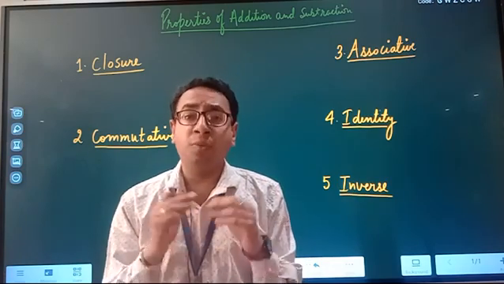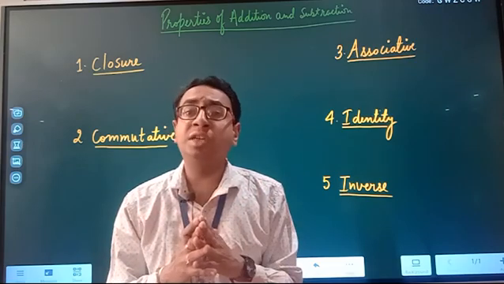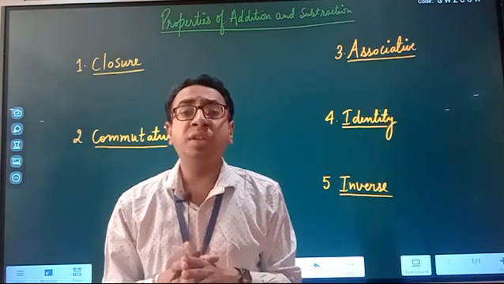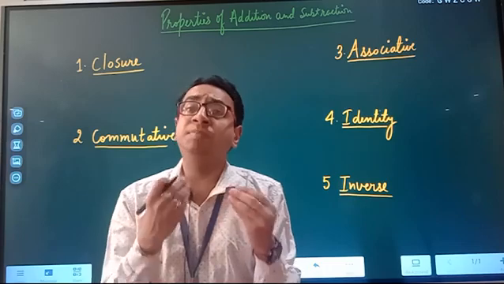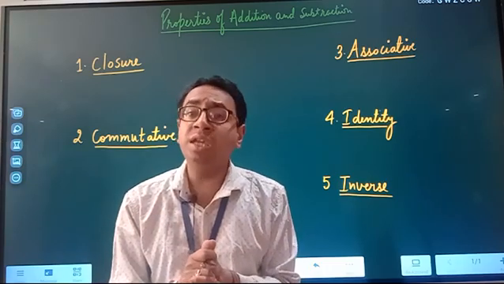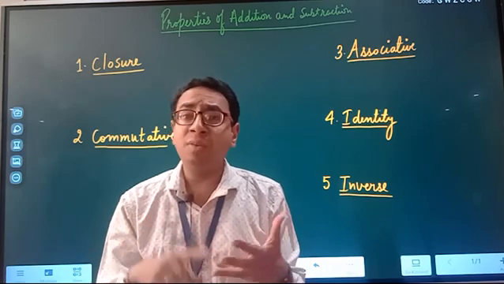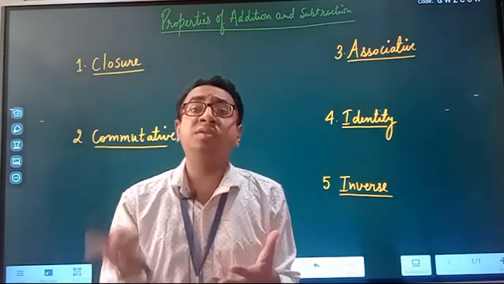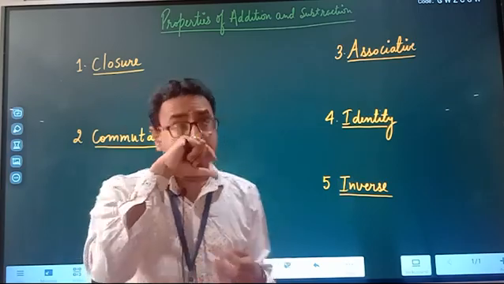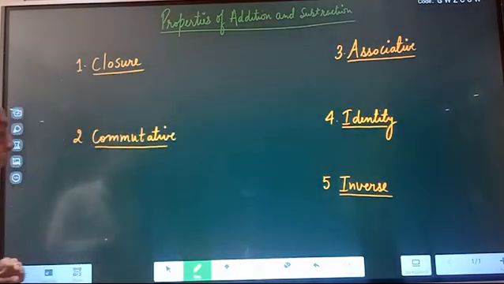Just recap what integers are. Integers are the collection of whole numbers and the negatives of the natural numbers. Why will we not take the negative of 0? Because 0 itself is the neutral number. Are we clear? Every natural number is an integer, every whole number is an integer, but vice versa is not true. Are we clear? So let us start with the first property, closure property.